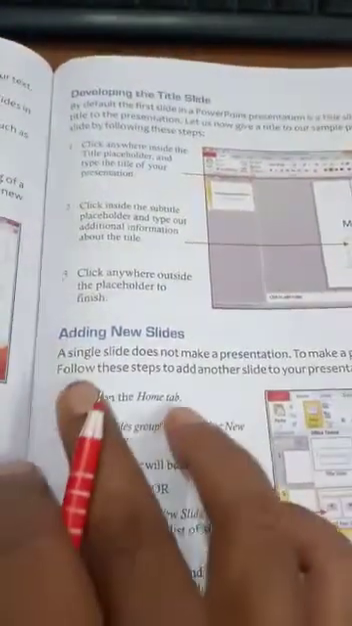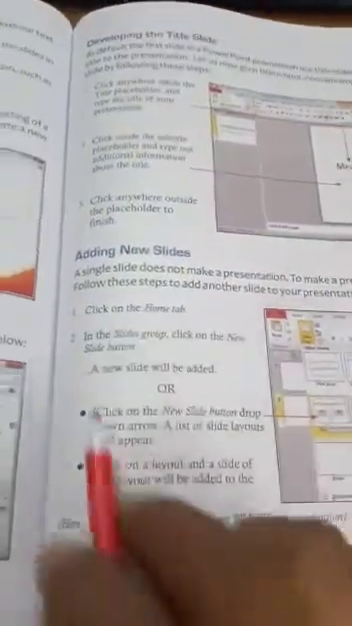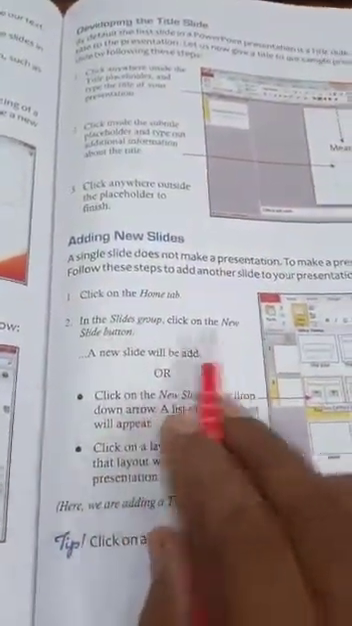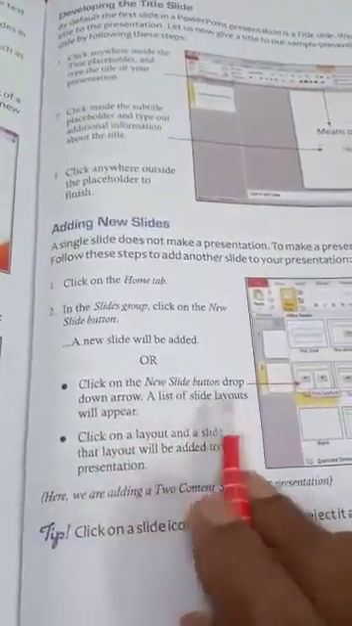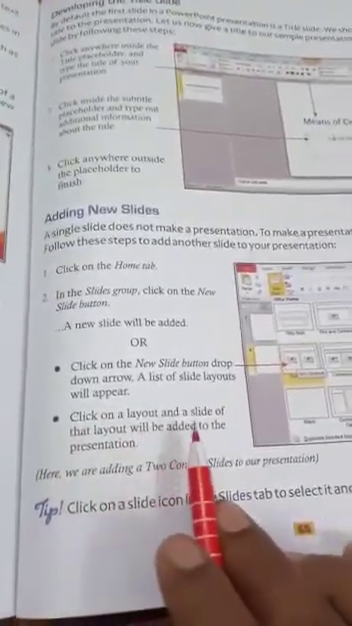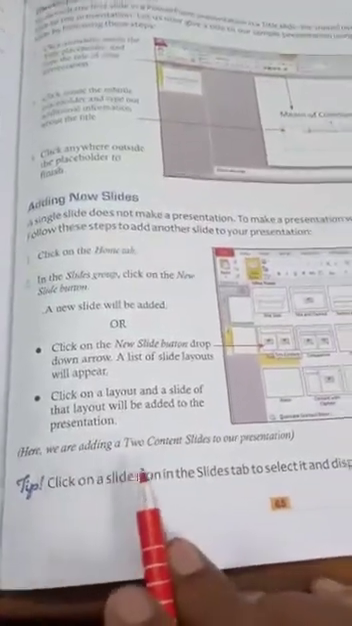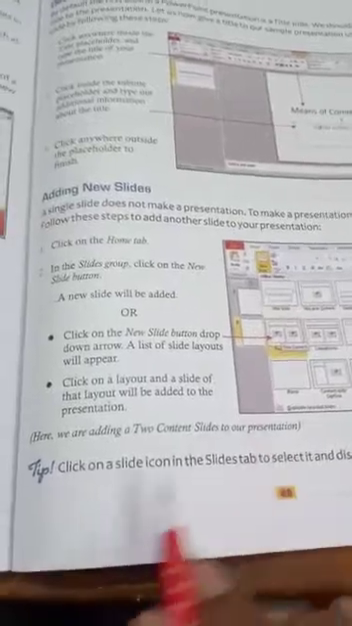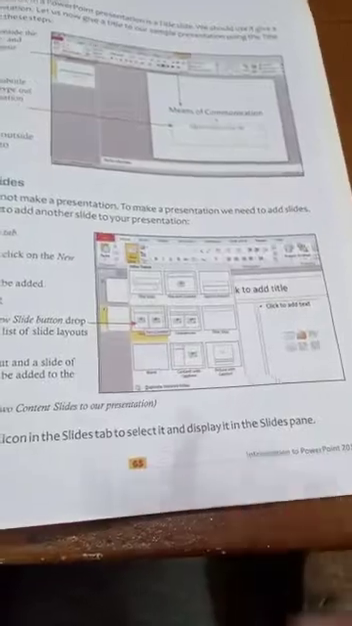And adding new slides. A single slide does not make a presentation. To make a presentation, we need to add slides. Follow these steps to add another slide to your presentation. Click on the Home tab in the Slides group. Click on the New Slide button. A new slide will be added, or click on the New Slide button drop down arrow. A list of slide layouts will appear. Click on a layout and a slide of that layout will be added to the presentation. Here we are adding two content slides to our presentation. Tip: click on a slide icon in the Slides tab to select it and display it in the Slides pane.